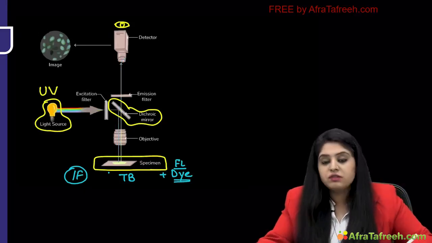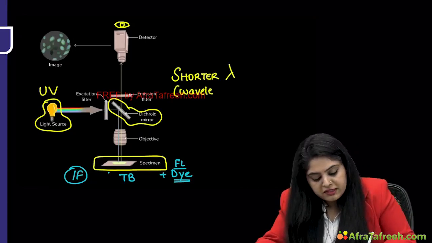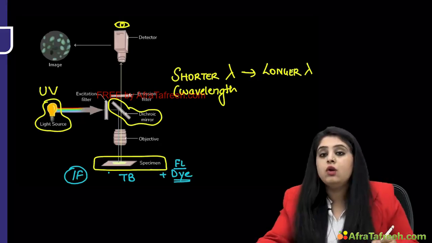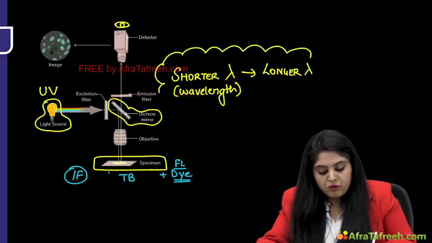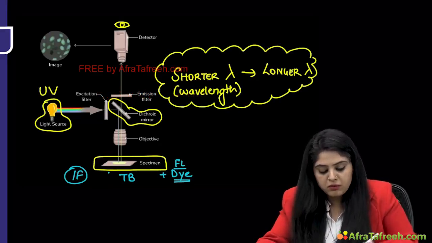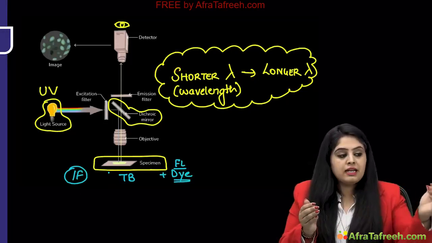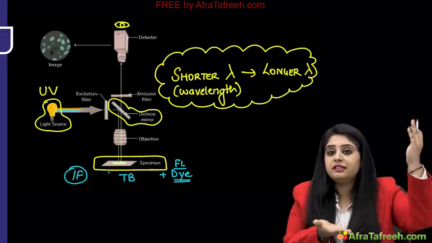You know why? Because initially the light that had come was of a shorter wavelength. And the specimen, lambda, I hope you all remember your basic physics, shorter wavelength, and the specimen has converted it into what? And that is the longer wavelength. So if someone asks you what is the principle of a fluorescent microscope, it is that the shorter wavelength light comes on a specimen, and that specimen converts it into longer wavelength and sends it back.